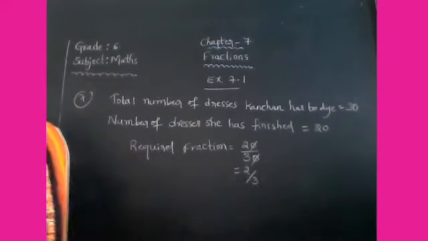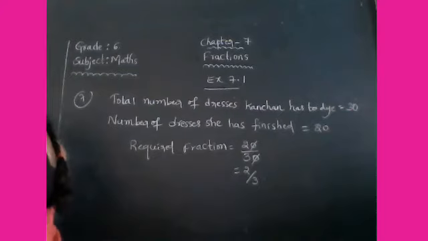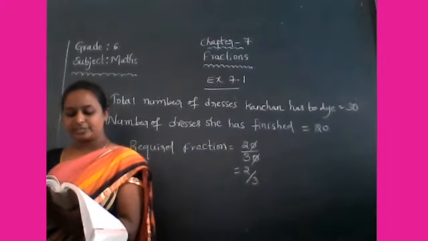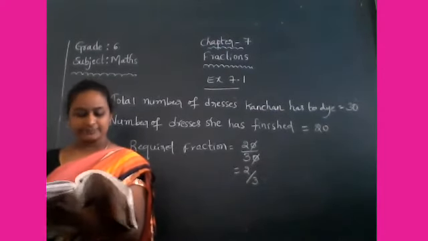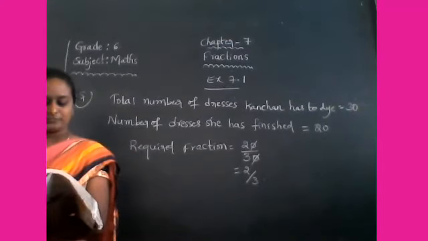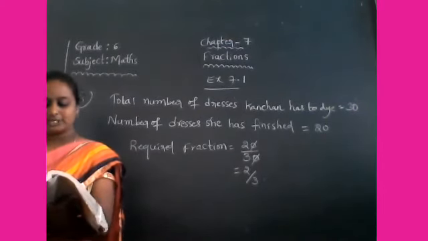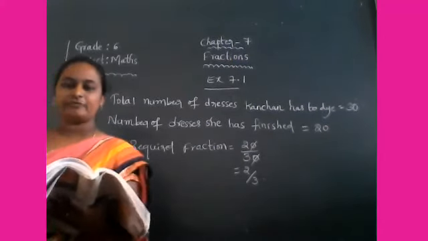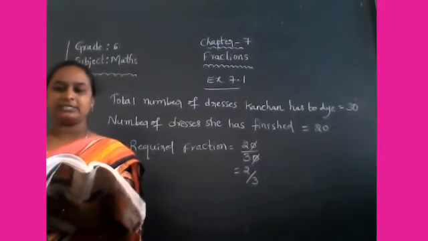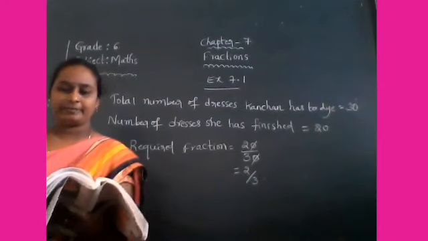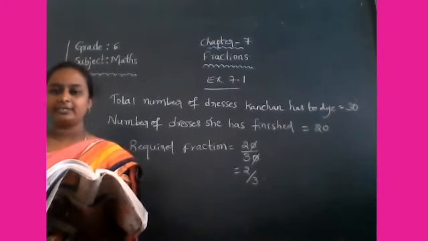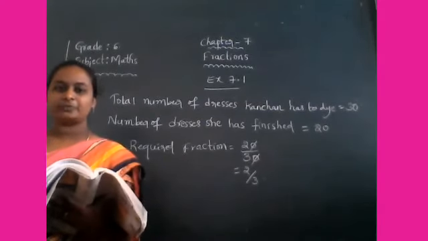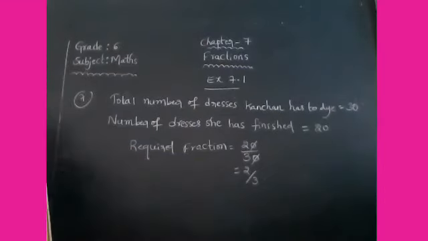Children, next we come to the 8th question. Write the natural numbers from 2 to 12. What fraction of them are prime numbers? Here, first of all, you have to write the natural numbers from 2 to 12. Among 2 to 12, which are prime numbers? After that, you have to find the fraction. How many prime numbers are there between 2 and 12?